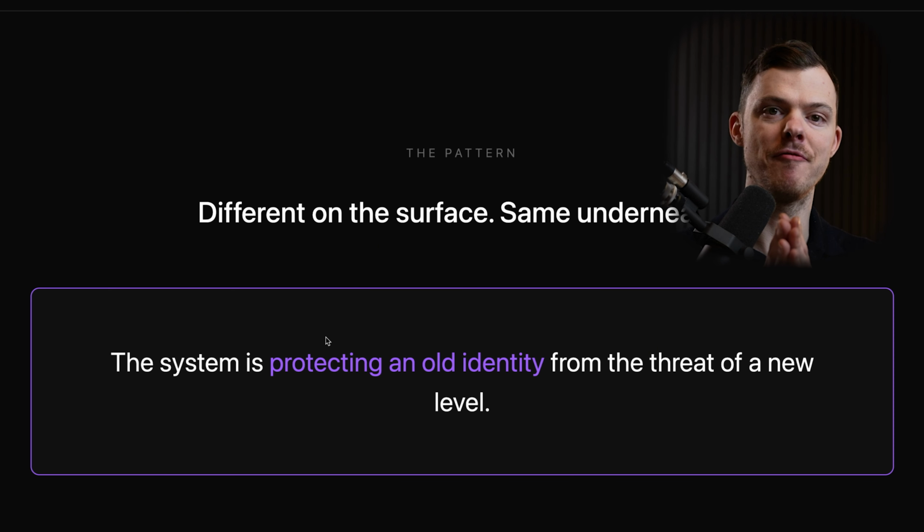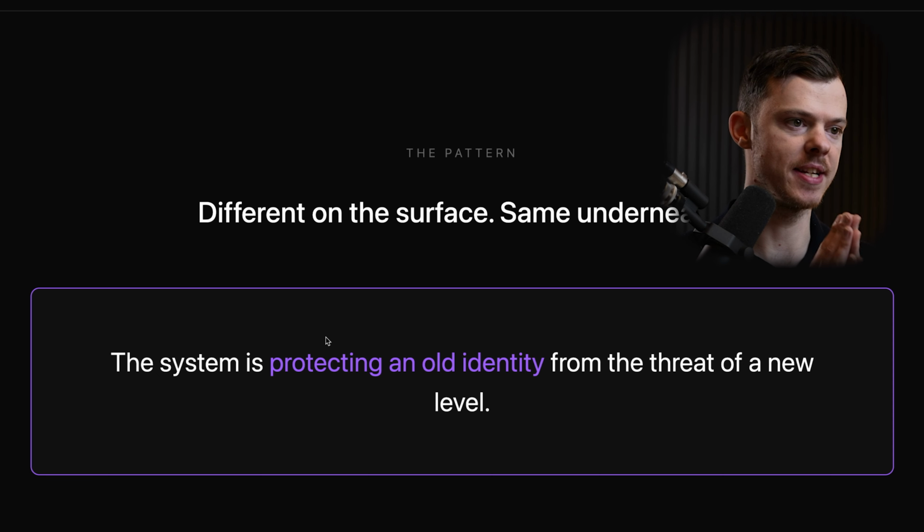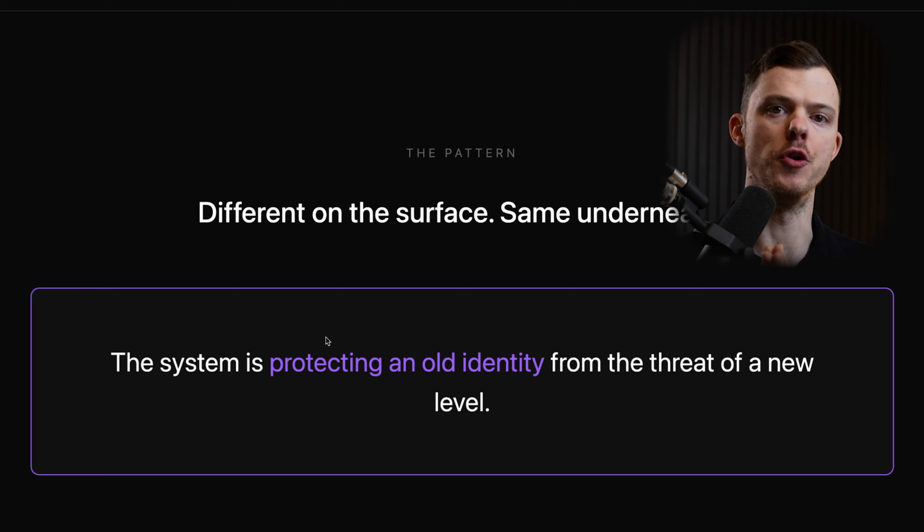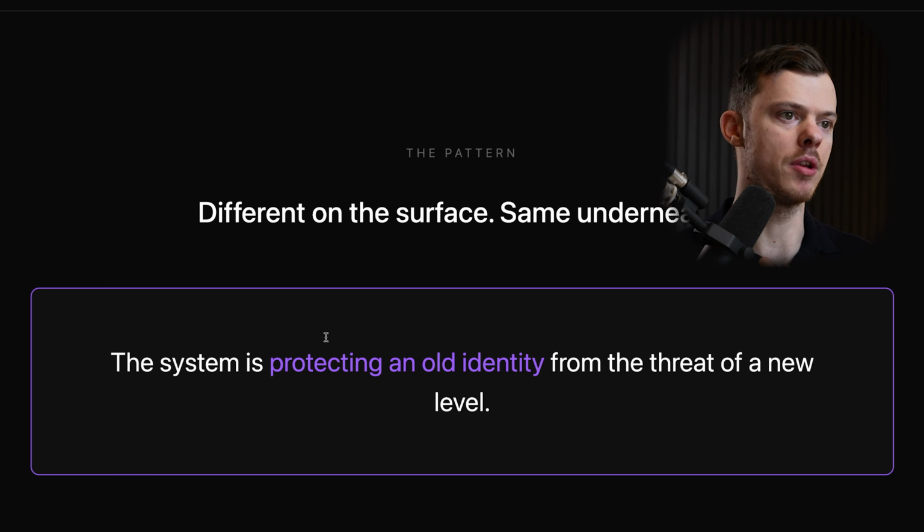Now, the pattern is different on the surface, but underneath it is exactly the same because your system is protecting an old identity from the threat of a new level. As you'll see, both examples are different on the surface, but they're the exact same underneath. The system is protecting an old identity from the threat of a new level. The internal preparer system is protecting the smart operator identity by keeping them in permanent preparation mode. The burnout cyclist system is protecting the hard worker identity by making sure success always requires sacrifice. Neither ceiling is a flaw. Both are outdated protection. And until you upgrade the identity, until you install a new code, the ceiling stays.